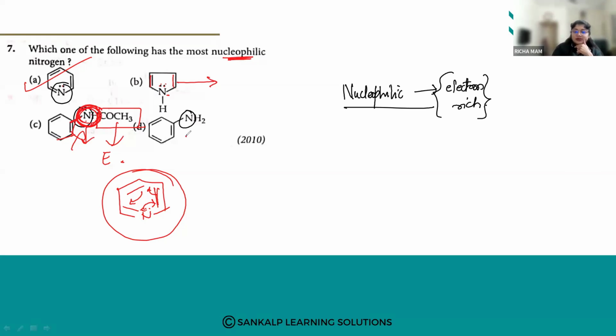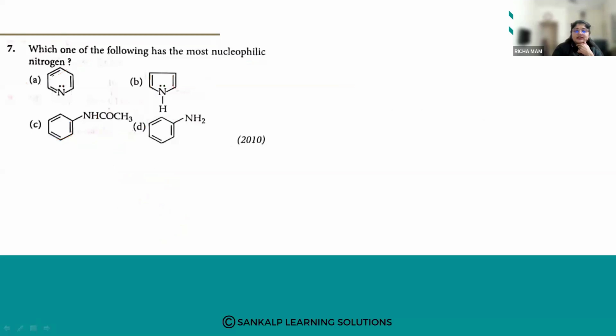Then in option number D, this nitrogen atom is a part of the benzene ring, a part of the resonance. So again this is not so nucleophilic in nature. So option number A is the answer. Pyridine is the most nucleophilic nitrogen.